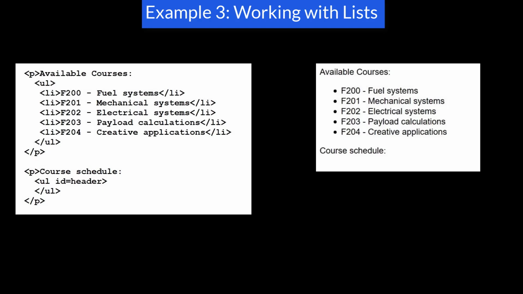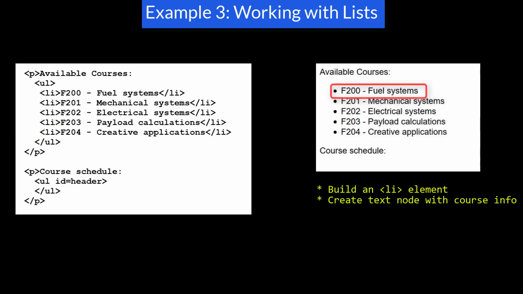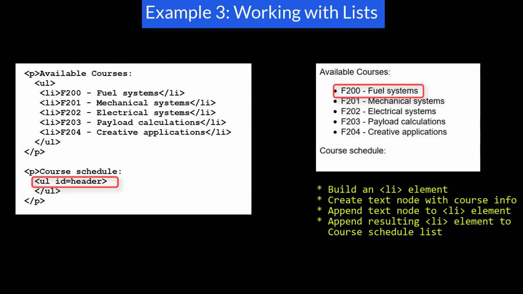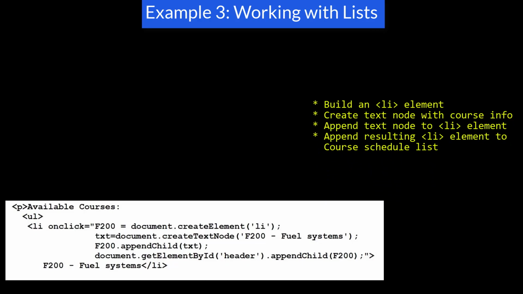It displays rather simply. Now, my first approach was this. When a user clicks on a course, we'll build an LI element, then create a text node with the course info, then append the text node to the LI element, then append the result to the course schedule list. So here goes. In available courses, here's my unordered list, and I have a list item.